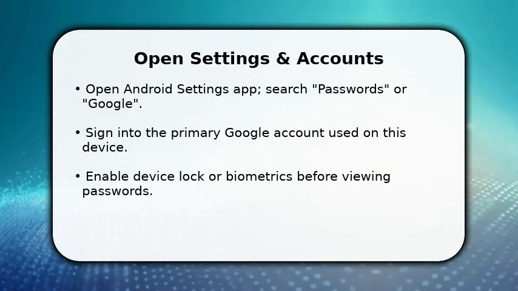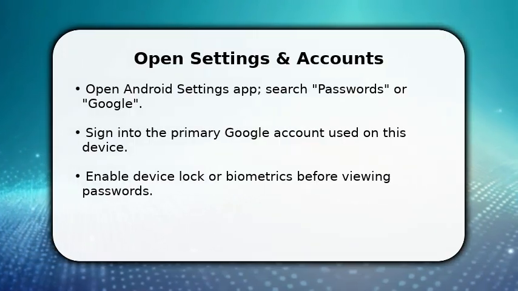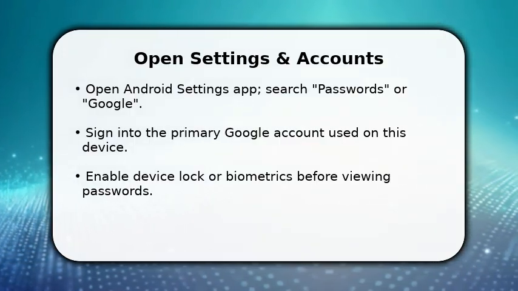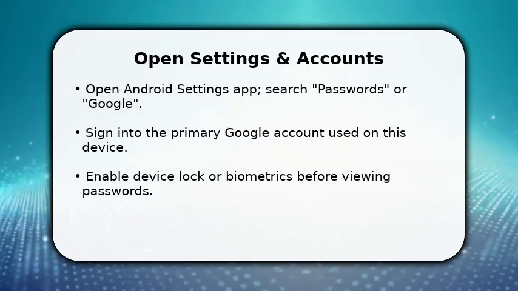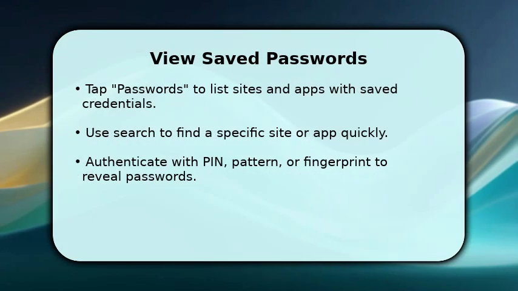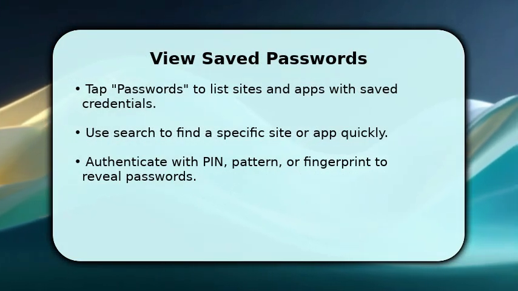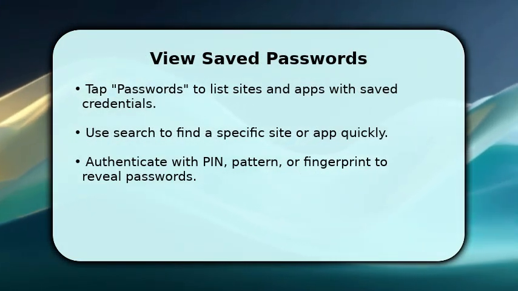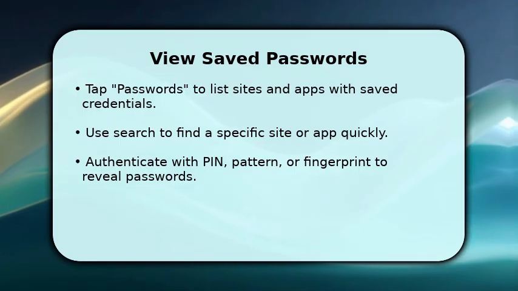You will be prompted for your screen lock or biometrics. This protects the list. Follow these first actions to unlock access, because without the account and lock, you cannot view entries. Once done, you see a list of saved accounts organized by site or app. This is where you actually retrieve credentials.